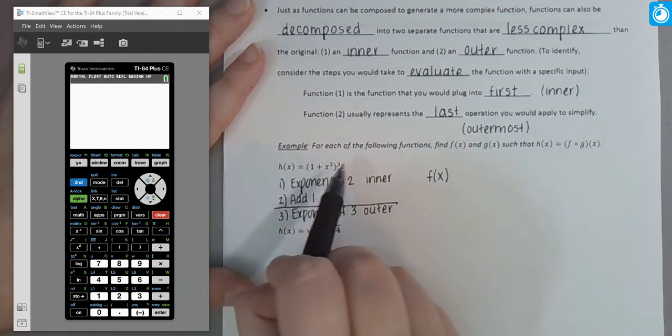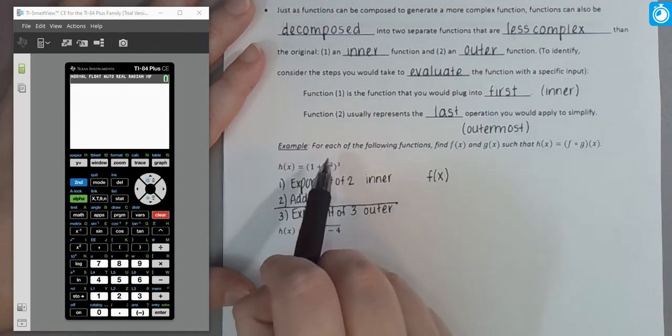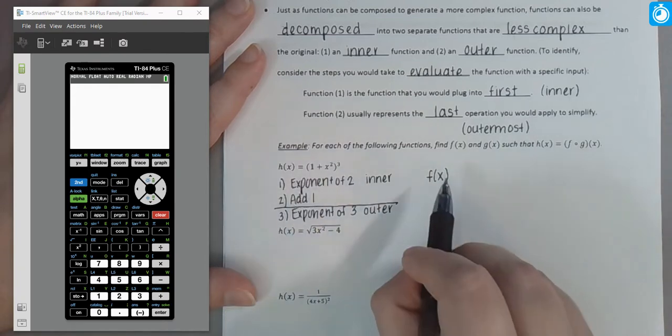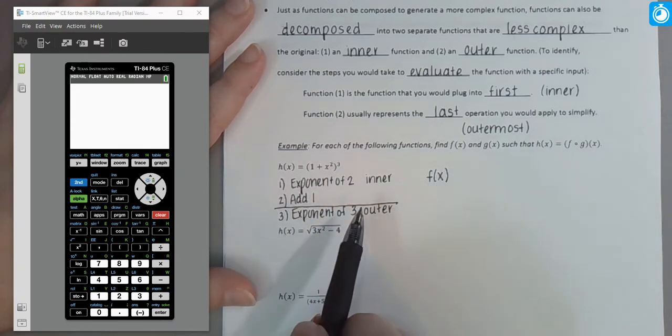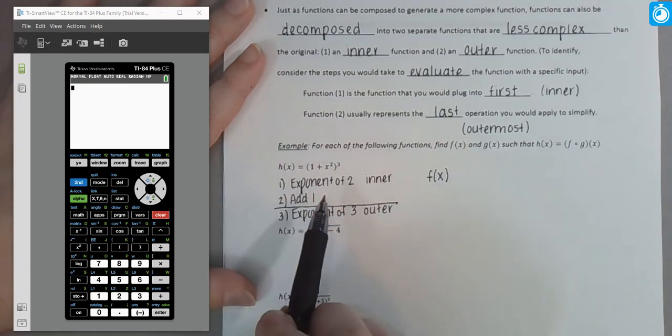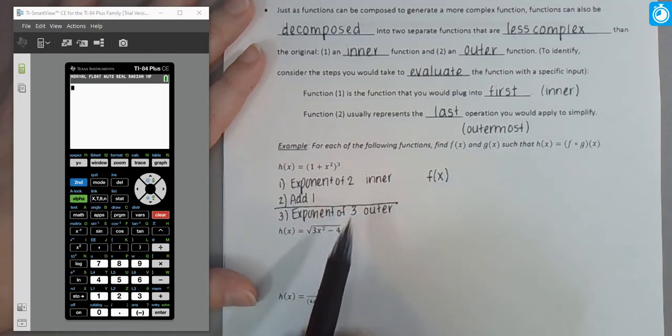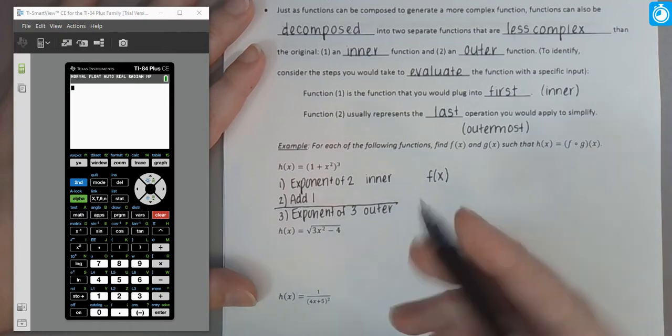So keep in mind, although this function has a cube applying to all of this, we want to write a function that represents only applying an exponent of 3, not applying any of the other operations, just applying an exponent of 3 to our input of x.